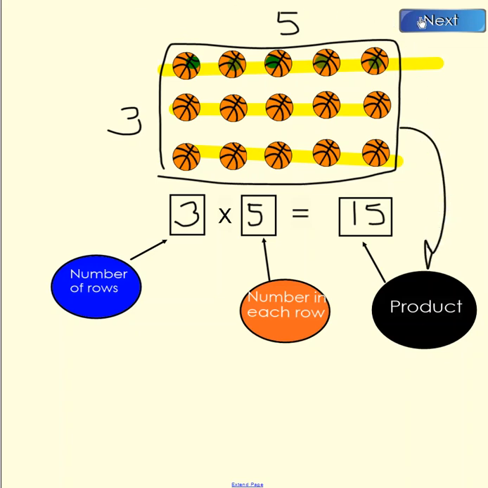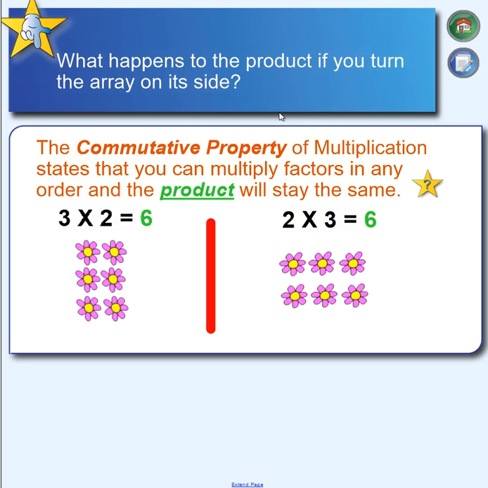Now, let me show you what this means when I do the multiplication property of commutative. Commutative property of multiplication. Well, the commutative property of multiplication states that you can multiply factors in any order and the product or answer will stay the same. I have a 3 here, I have a 3 on the other side. I have a 2, and I also have a 2. And look at my answer. Both equal 6. In both cases, they equal 6.